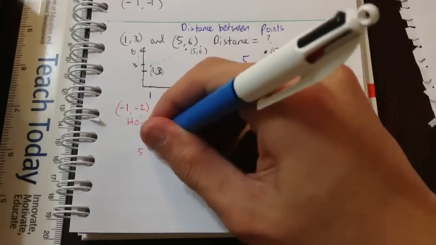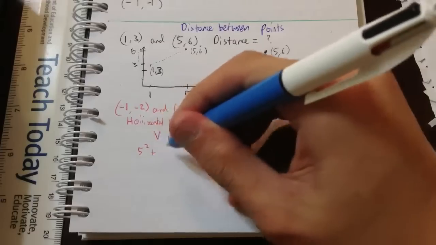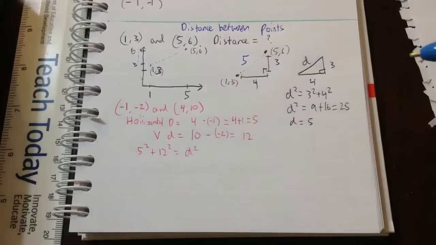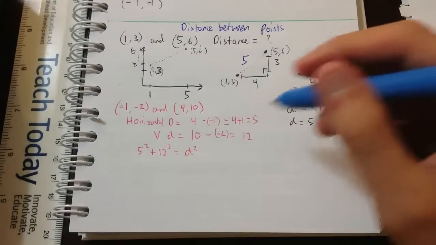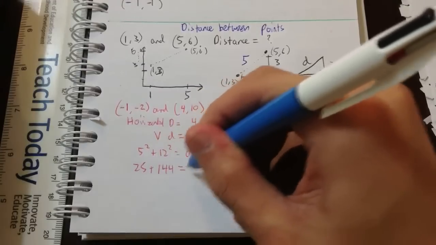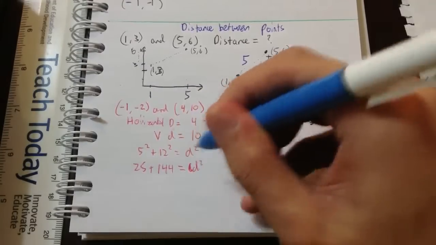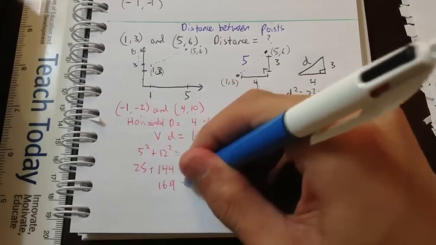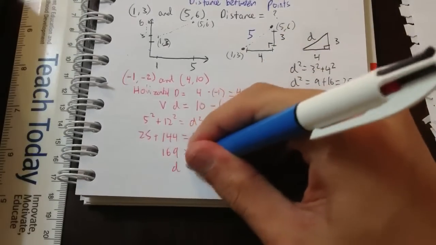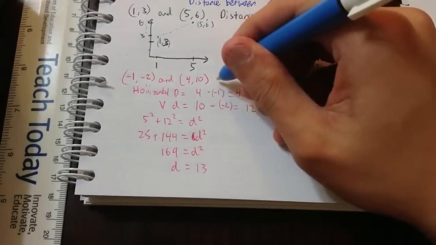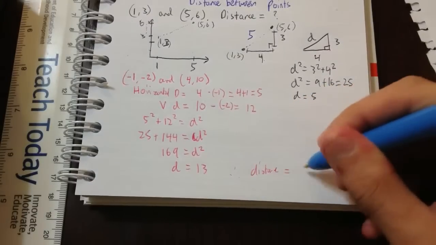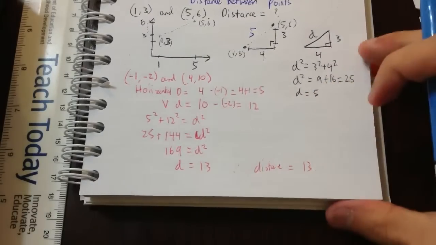So we get 5 squared plus 12 squared equals d squared. Okay, we don't need to draw the diagram anymore. And 25 plus 144 equals d squared. Therefore, 169 equals d squared. And the square root of 169, if you use your calculator, is d equals 13. Therefore, distance equals 13. Okay?